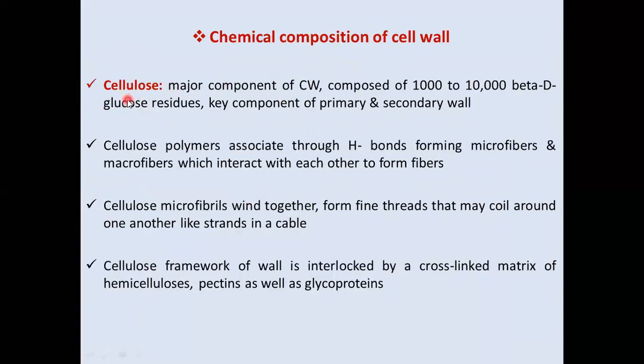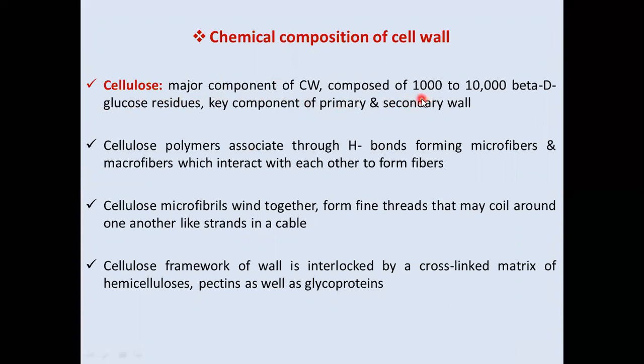Chemical composition of cell wall. The cell wall contains different types of organic compounds. So we will discuss it in detail. First one is cellulose. Cellulose is a major component of cell wall.